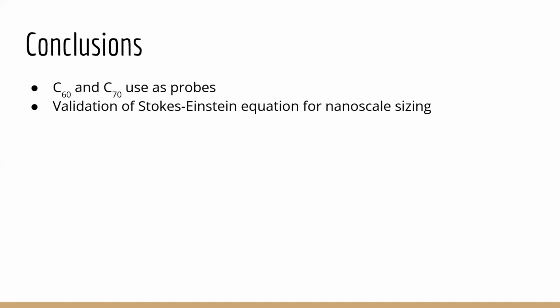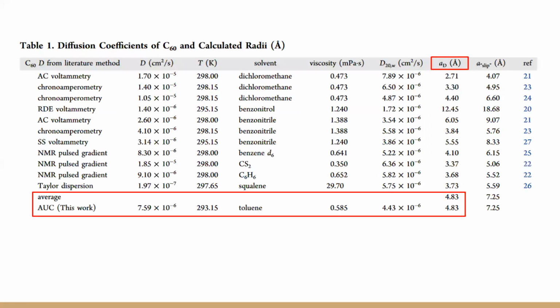And the Stokes-Einstein equation provides a consistent explanation for the observed sedimentation speed and the diffusion coefficient of C60 and C70, assuming non-slip boundary conditions. As shown in this table, using analytical ultracentrifugation, or AUC, they calculated a radius of 4.83 angstroms for C60, assuming non-slip boundary conditions, which is in agreement with the average radius determined from several other methods in the literature. And A sub d in the column header just stands for the calculated particle radius based on particle density.